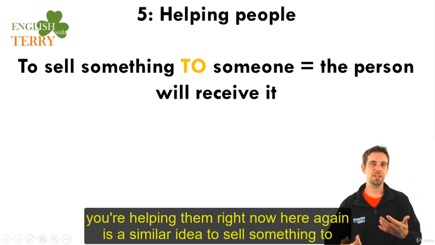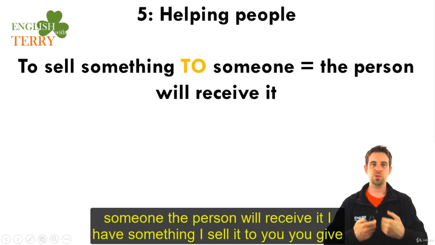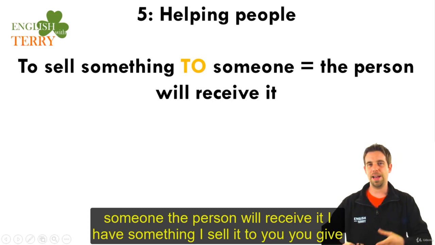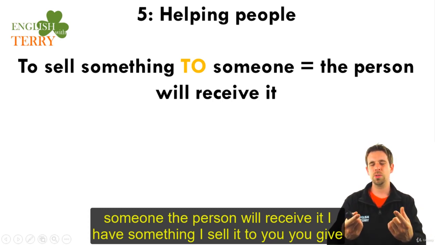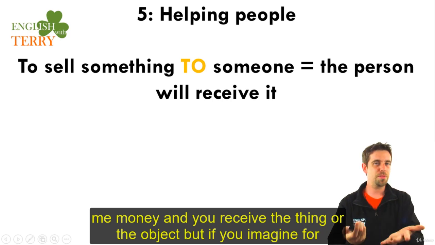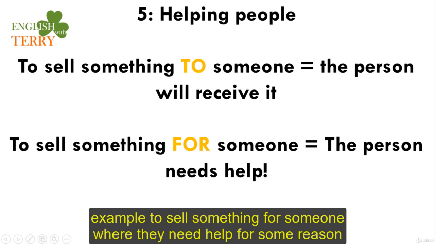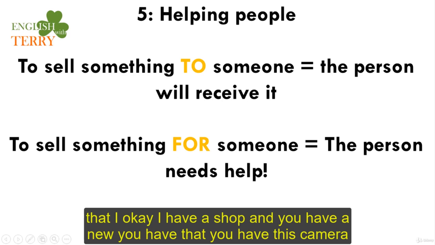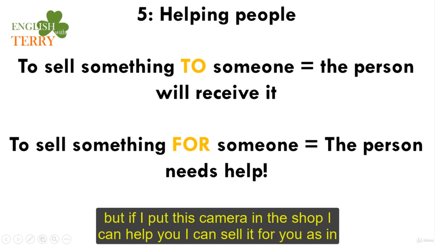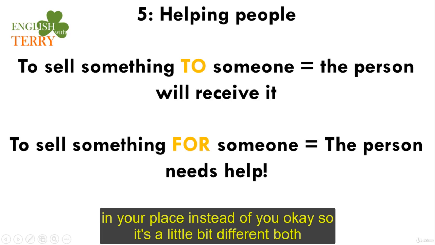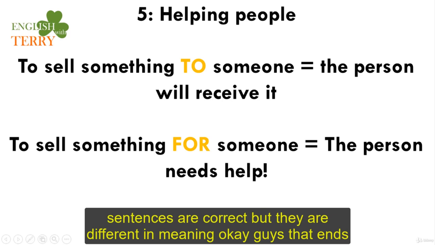Now, here again is a similar idea. To sell something to someone, the person will receive it. I have something, I sell it to you, you give me money, and you receive the thing or the object. But if you imagine, for example, to sell something for someone where they need help for some reason, that okay, I have a shop and you have this camera, but if I put this camera in the shop, I can help you. I can sell it for you, as in your place instead of you, okay? So it's a little bit different. Both sentences are correct, but they are different in meaning.